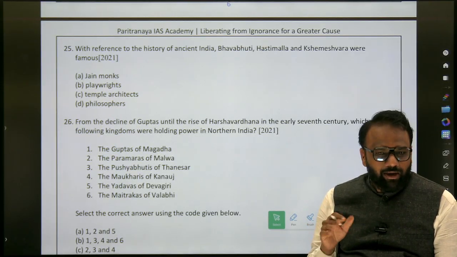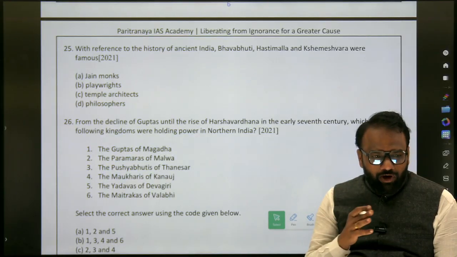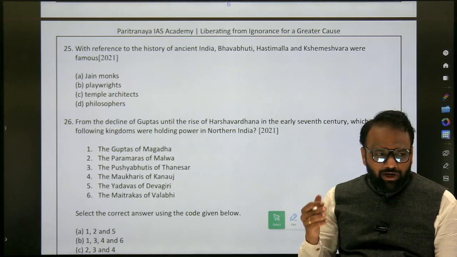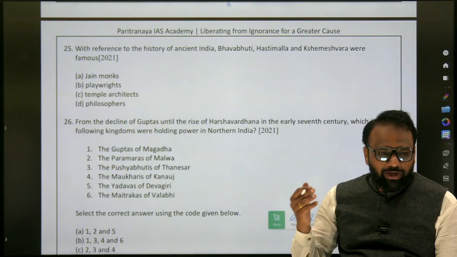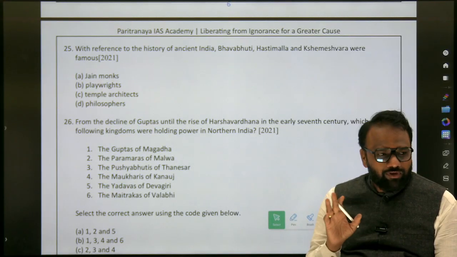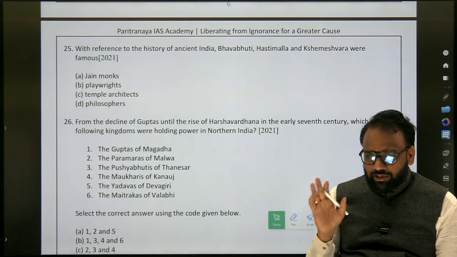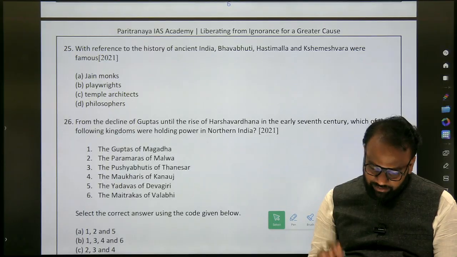Whatever high ambitions you have, that you have to cover all the books, read NCERT, read Tamil Nadu, everything, you can do it after May 24th. But until then, our focus will be to what? Crack the examination, hit the bullseye. From that perspective, we shall prepare.